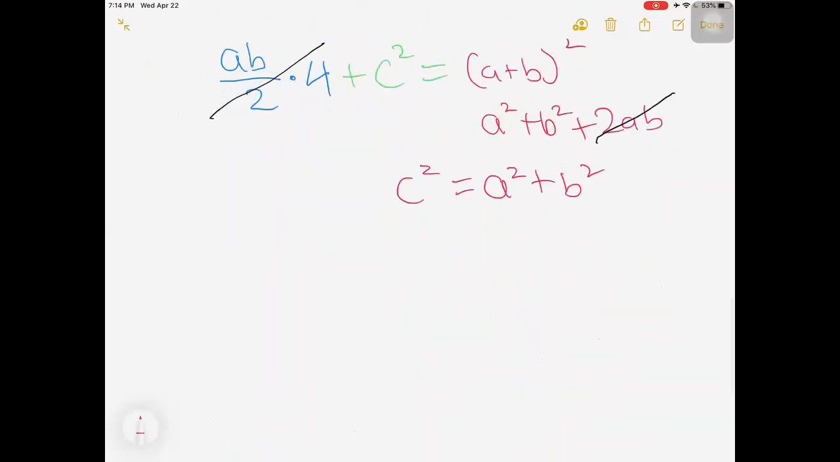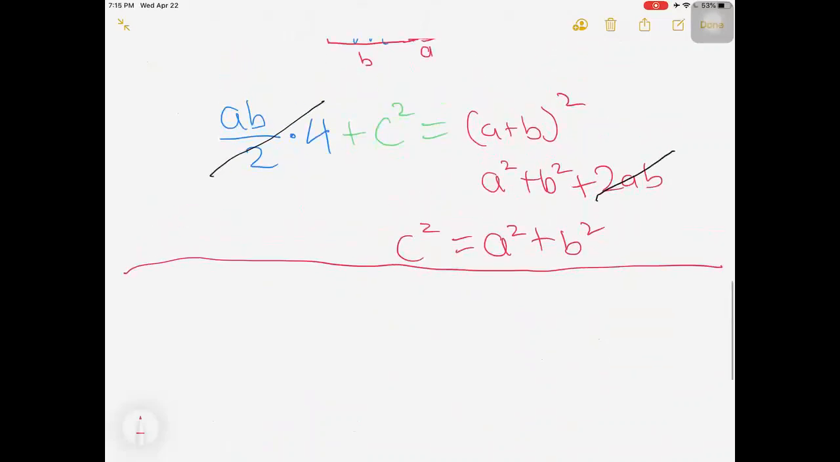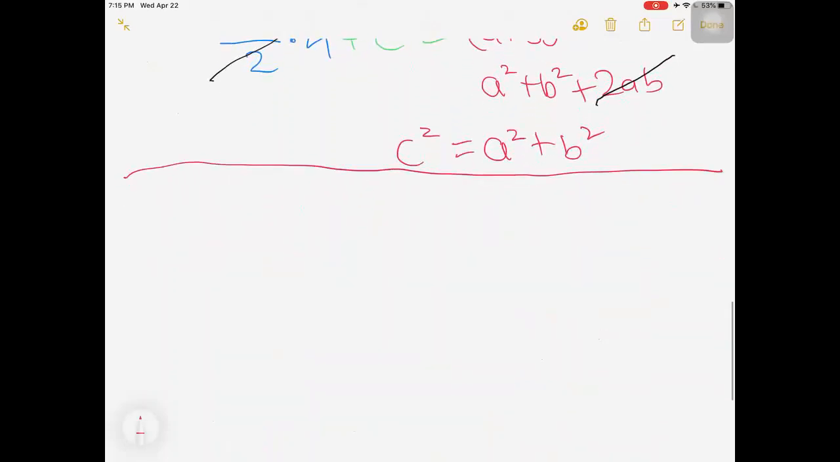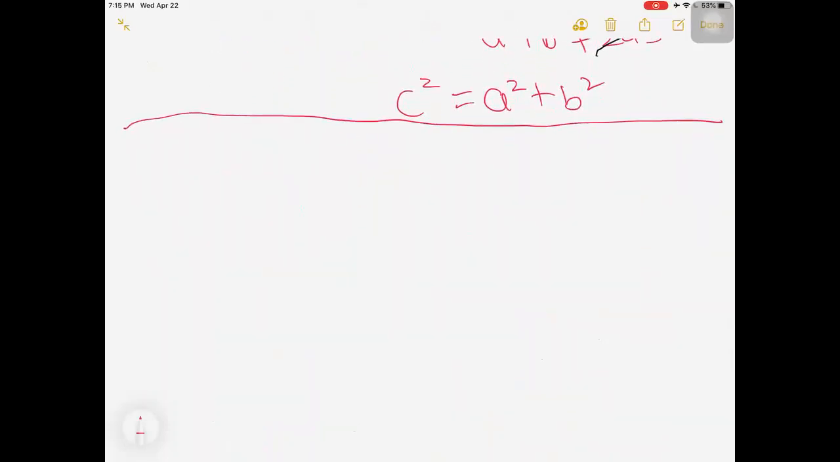Okay. So that's the basic proof of the Pythagorean theorem. There's actually a lot more proofs that you guys can look into. I think there's like thousands of Pythagorean theorem proofs, and it's kind of interesting.